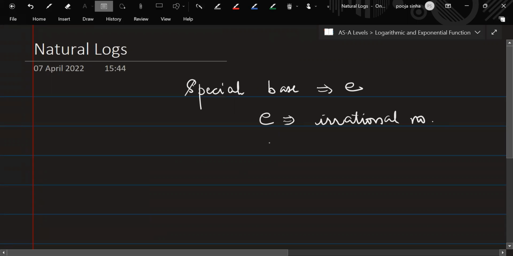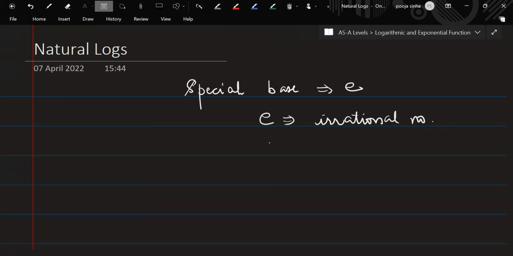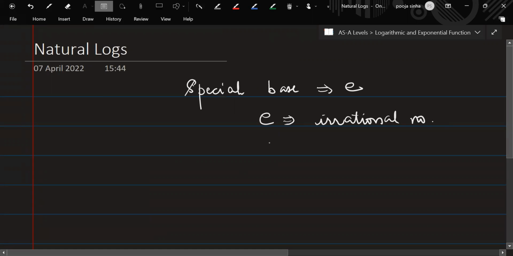Do you know what an irrational number is? It is a number which cannot be put in a p by q form, just like pi. Pi you cannot put in a p by q form because it's 3.14 and so on, a never ending number. So that's an irrational number. In the same way, e, which has an approximate value of 2.718 and just keeps on continuing, is an irrational number. Clear?